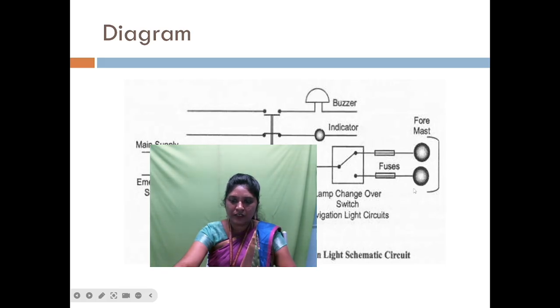So a lamp changeover switch is there. Here we have two lights. For example, if you take the foremast, we have two lights. Initially you have separate fuses and a separate coil, and here we can also take in the other navigation lights. If you need this requirement, we have other navigation lighting also.